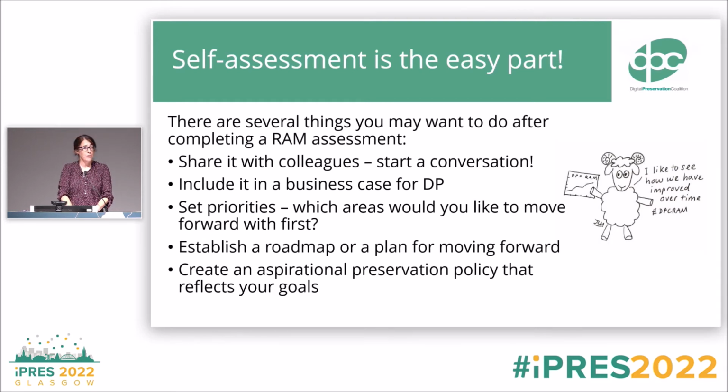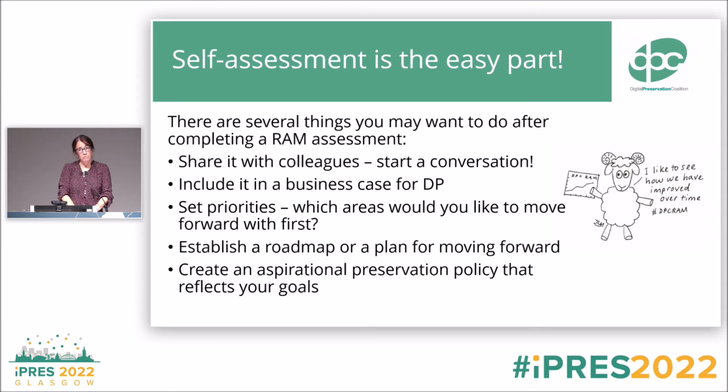Including it in a business case for digital preservation is another really useful step. We have got a toolkit at the DPC for creating a business case, and that has recently been updated and is soon to be republished, so look out for that when it comes. Setting priorities is a really good thing to do after a RAM assessment, thinking about which areas you might want to work on first, what your priorities are, when you might want to achieve things, and turning that into a roadmap or a plan for moving forward. Again, a really useful exercise.